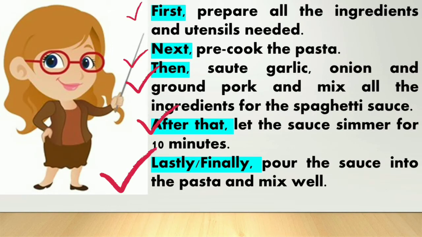Let's try to answer your activity. First, prepare all the ingredients and utensils needed. Next, pre-cook the pasta. Then, saute garlic, onion, and ground pork and mix all the ingredients for the spaghetti sauce. After that, let the sauce simmer for 10 minutes. Lastly, or you may also use finally, pour the sauce into the pasta and mix well. Your next, then, and after that can be interchangeable.